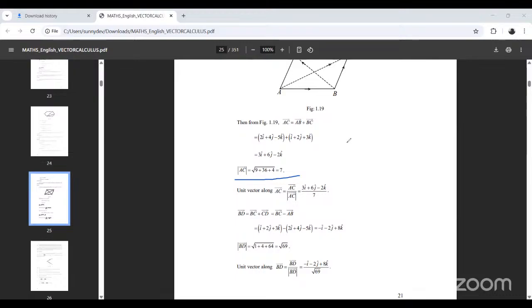Just now we discussed the unit vector along the vector A means what? A by the magnitude of A. In the same way, the unit vector along AC means AC by mod of AC. Okay, next BD. BC plus CD. Okay, no? So BC plus CD means this.